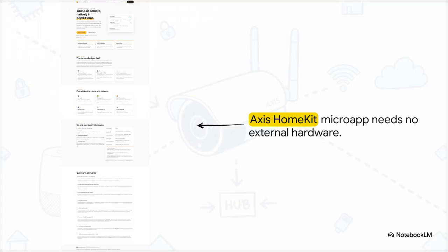But here is where things get really interesting. We are completely eliminating that external hardware. The Axis HomeKit Camera Micro app is a Node.js package that runs directly on the camera's internal ARTPEC processor. Basically, the camera bridges itself. You're literally just using the processing power Axis already baked right into the hardware, turning the camera into its own native Apple Home bridge. Zero extra boxes, zero messy middleman servers.